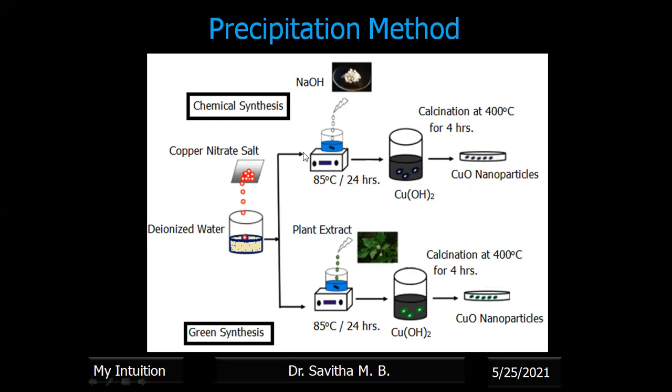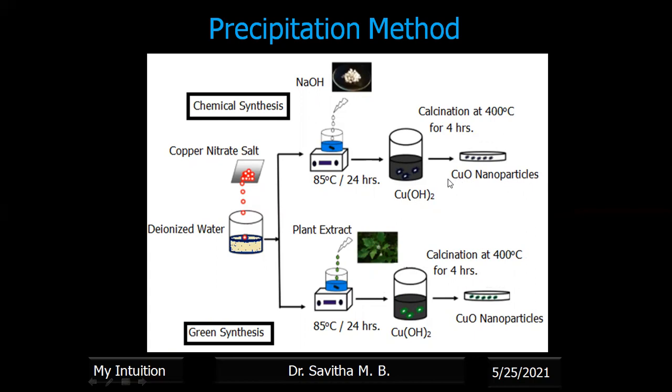It takes some time. After it is mixed for 24 hours, it is kept undisturbed for some time. When you stir it, you will get a white precipitate. That is nothing but copper hydroxide. When you add sodium hydroxide, a base, copper nitrate precipitates as copper hydroxide. Now this copper hydroxide is filtered, taken off, and then calcined at 400 degrees for 4 hours. You will get copper oxide nanoparticles. Okay, now what is the size of this nanoparticle?